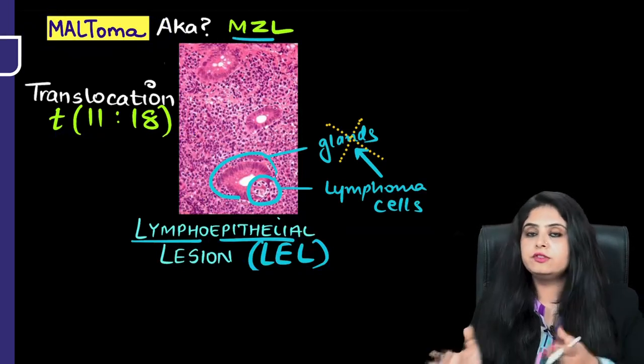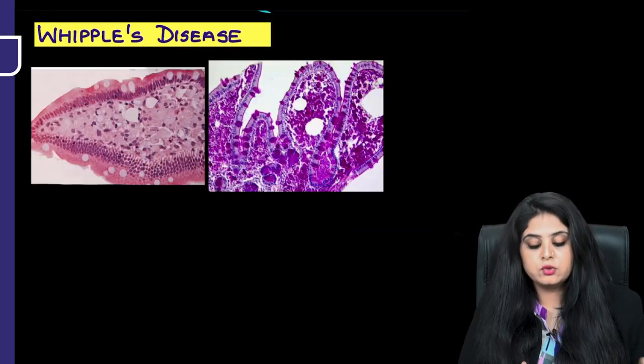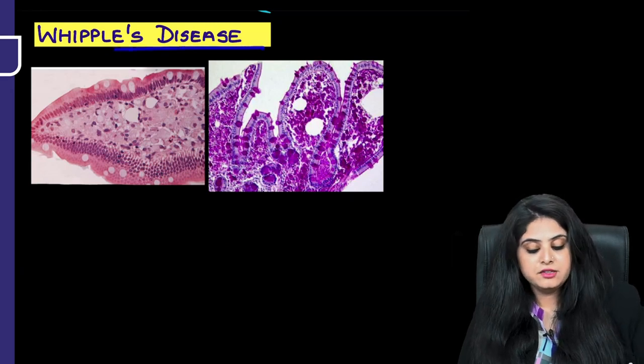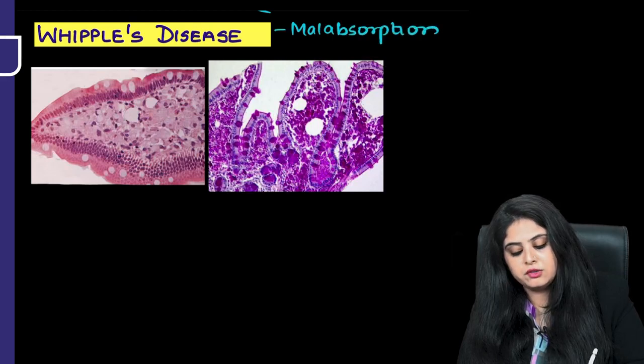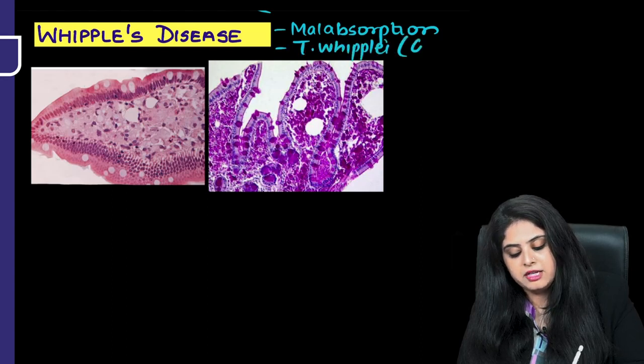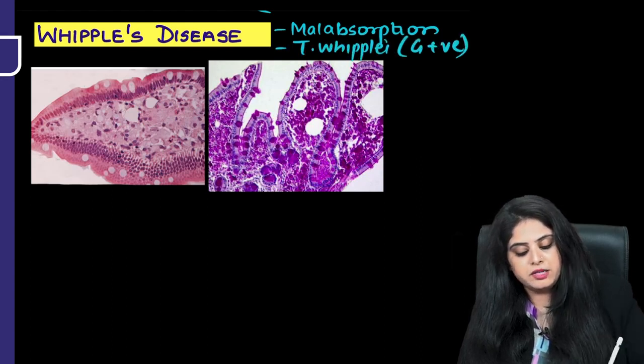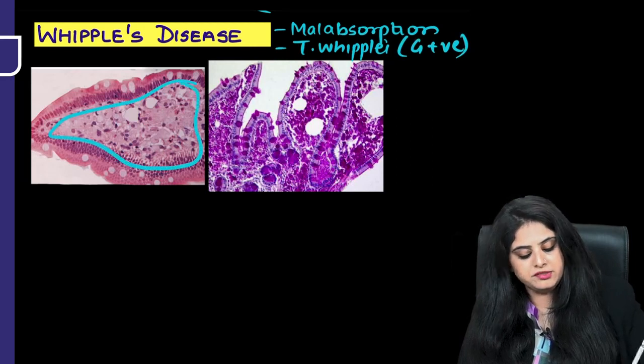Now let's move on. Esophagus is done, stomach is done. Let us move on to the intestine. The first disease of the intestine is a malabsorption, and that is known as Whipple's disease, and of course we call it Whipple's because it is caused by Tropheryma whipplei, which is a gram-positive organism, right? Now, if I see microscopically, I will see there are a lot of foam cells that are seen.